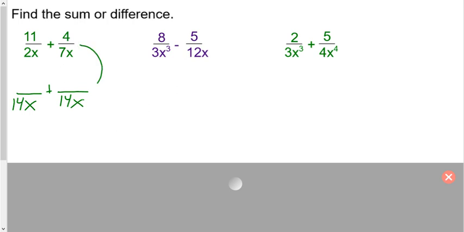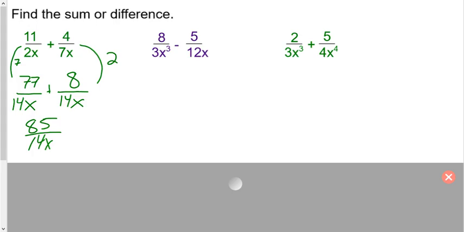So on the right side, to multiply 7x to get 14x, we multiply by 2, so 4 times 2 is 8. On the left side, we're multiplying by 7, 7 times 11 is 77. Add our numerators and we get 85 over 14x. That doesn't reduce, so that would be your final solution.